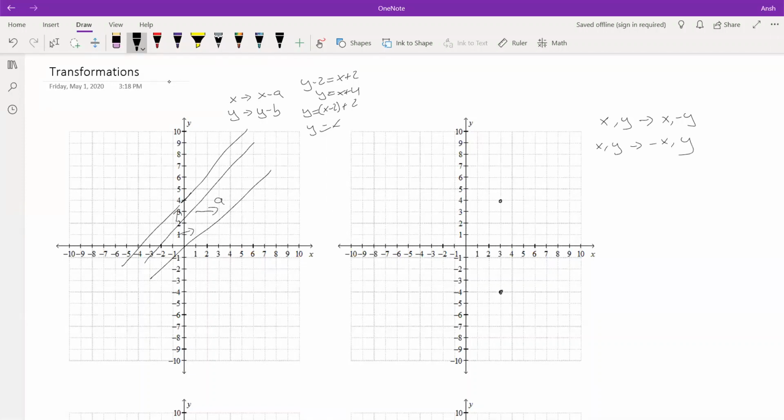And finally, the third kind of common reflection is across the line y equals x. For example, if we reflected the same point (3, 4), we'd get (4, 3). In general, this formula turns (x, y) into (y, x).